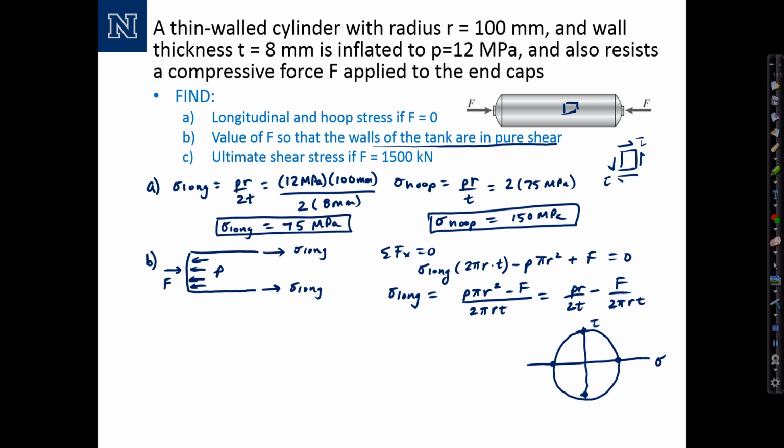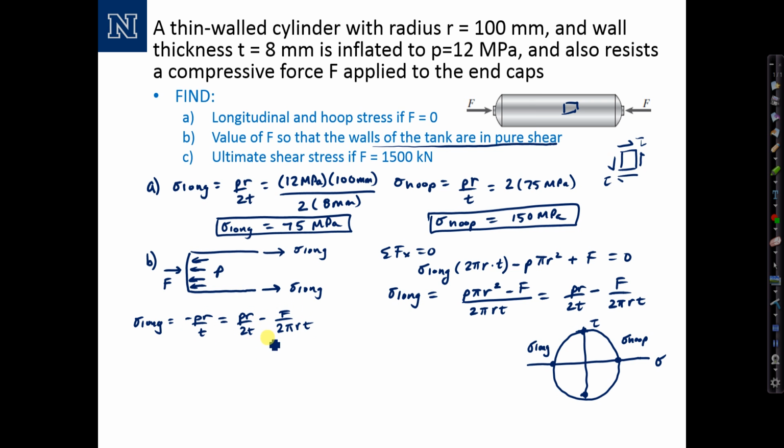So the hoop stress, sigma hoop, would be the positive normal stress, and sigma longitudinal, since we have this force in here, could actually be negative. What we want to say here is that pure shear will occur when sigma longitudinal is equal to the negative of sigma hoop. So my requirement is, if sigma hoop equals PR over T, sigma longitudinal should equal negative PR over T. And let me set that equal to PR over 2T minus F over 2 pi RT.